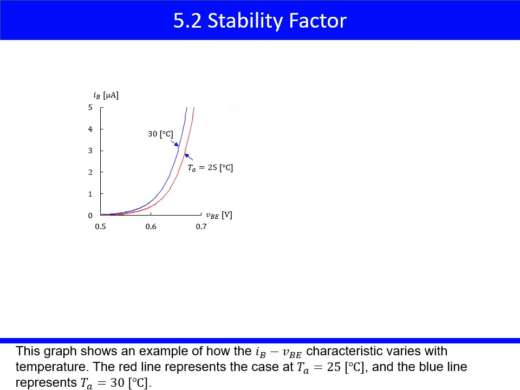This graph shows an example of how the IB-VBE characteristic varies with temperature. The red line represents the case at ambient temperature TA equals 25 degrees Celsius, and the blue line represents TA equals 30 degrees Celsius.